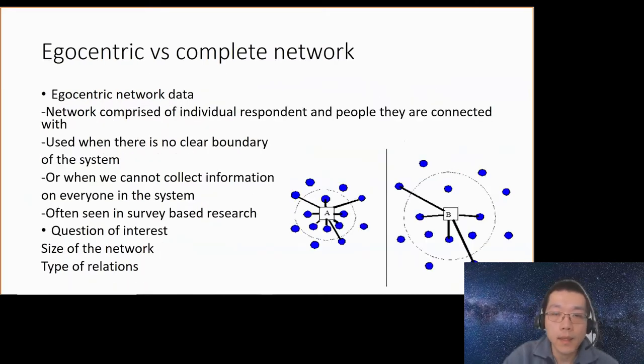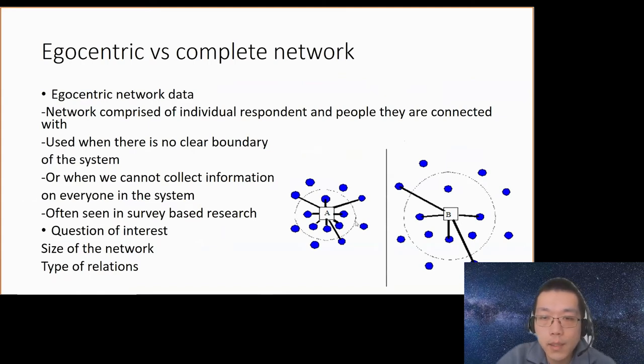All right. And when you design your study or collect your network data, it's important to consider whether you want an egocentric network or a complete network. So in an egocentric network, the network only comprises the individual respondent and the people they are connected with. And this is often used when there's no clear boundary of the system or when we cannot collect all the information of everyone in the system. And this is very often seen in survey-based research.